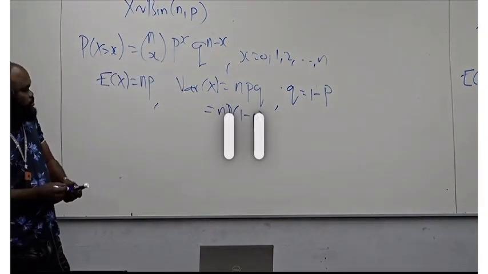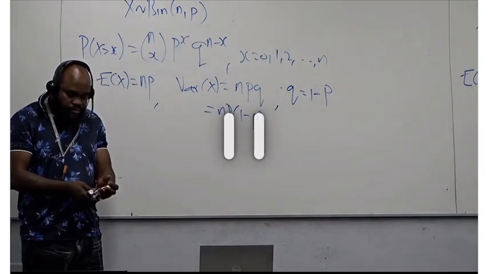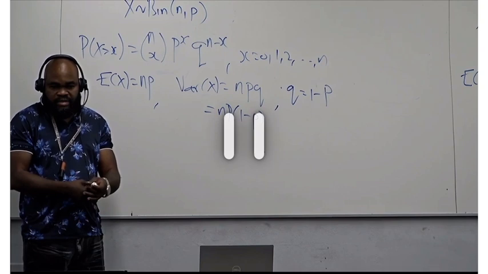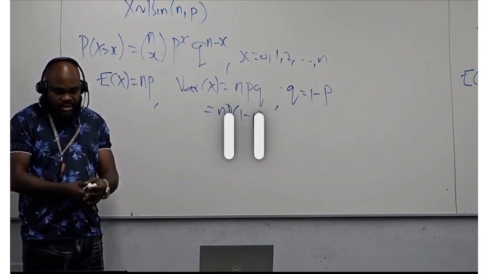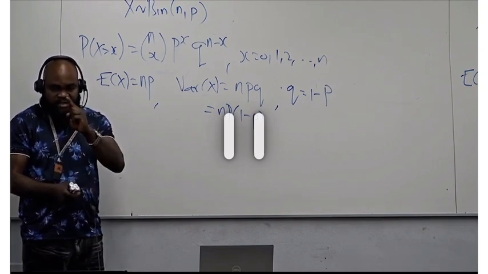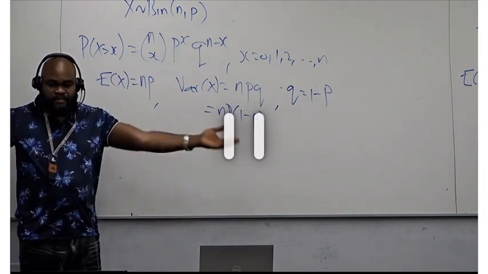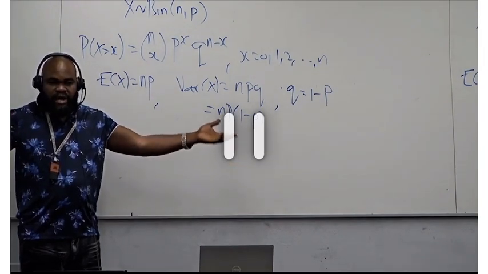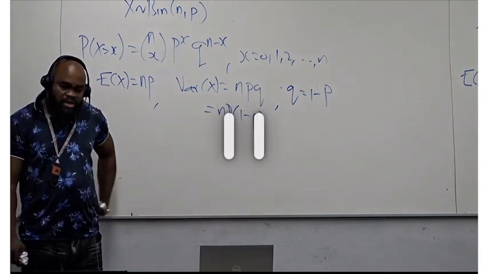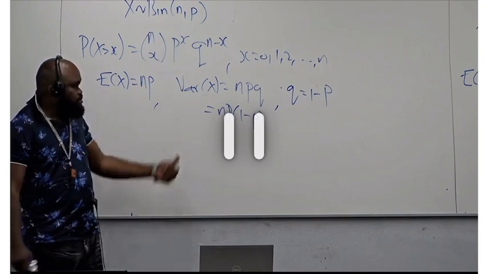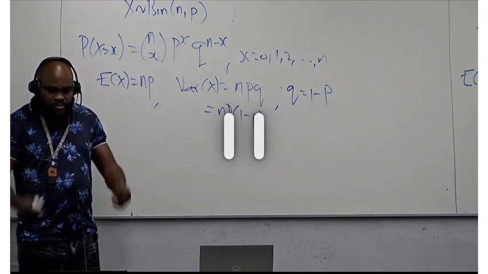So let me say this. If I'm testing patients, whether they have a disease or not, if I only focus on one patient, that will be Bernoulli. But if I have so many patients, and I want to figure out the number of patients that have the disease, then I'm talking about binomial, because the patients are more than one.